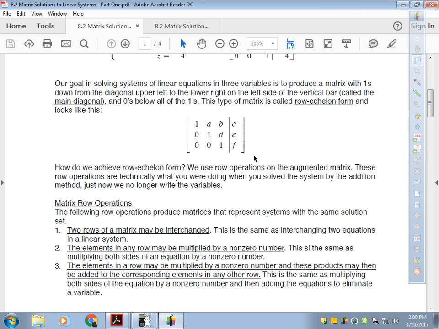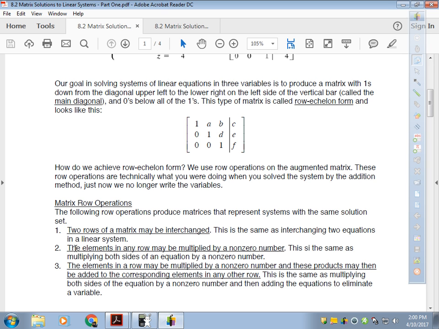Now, how do we get a matrix into this form? To do that, we perform what are called matrix row operations. And there are 3 basic row operations that we can perform. The first one is that 2 rows of a matrix can be interchanged, meaning I can switch row 1 and row 2, or I can switch row 1 and row 3, or I can switch row 2 and row 3. I'm allowed to switch the rows around. That is okay.